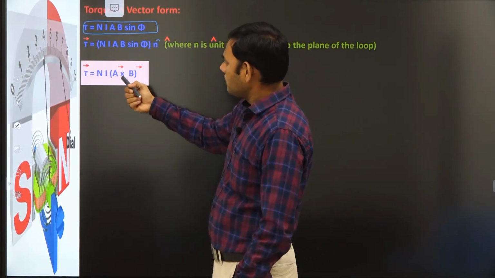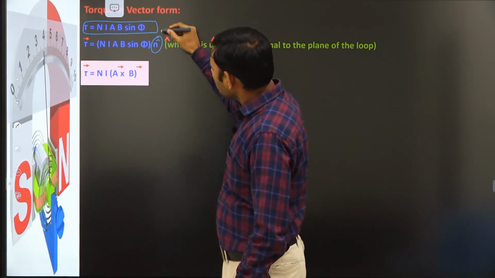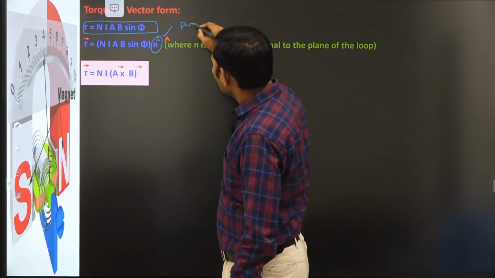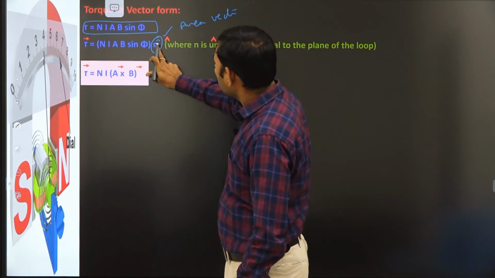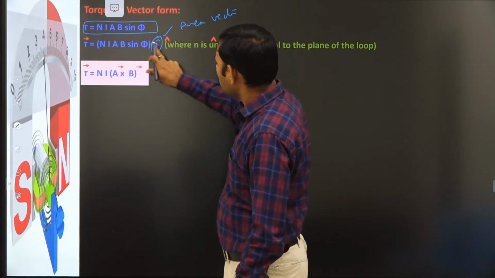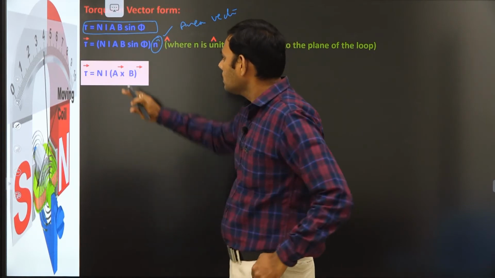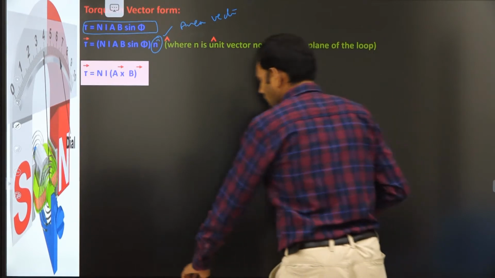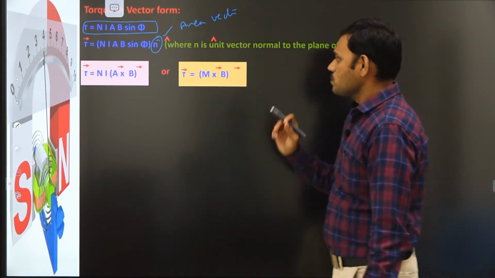Students, in vector form, n cap is the unit vector along the area vector. So, A into n cap is the area vector, let it be A bar. A is the magnitude, n cap is the unit vector giving the direction of the area vector. So, NI into A bar cross B bar. Here we write it in magnetic moment form also, M bar cross B bar.